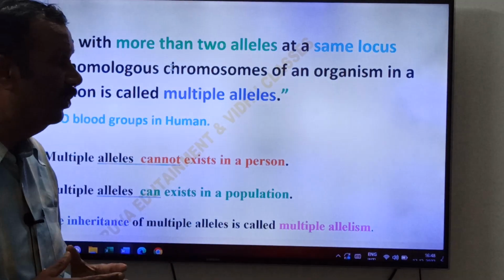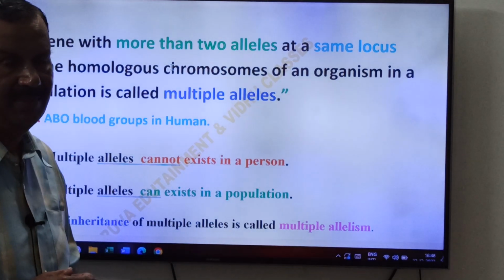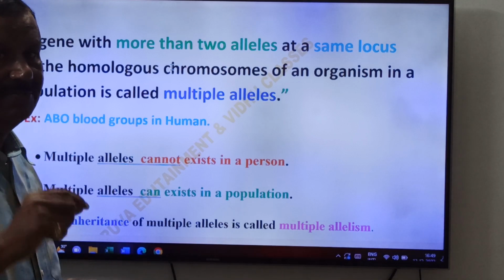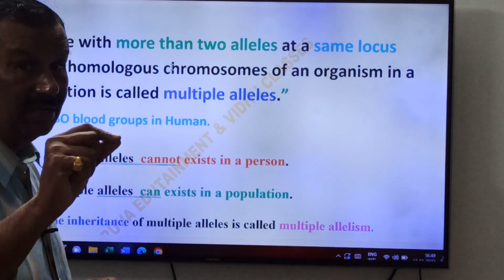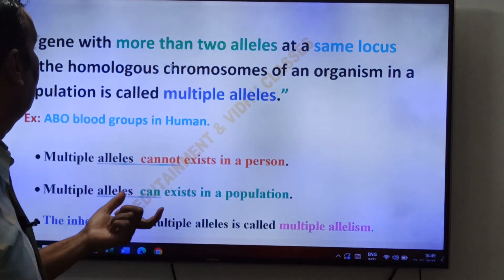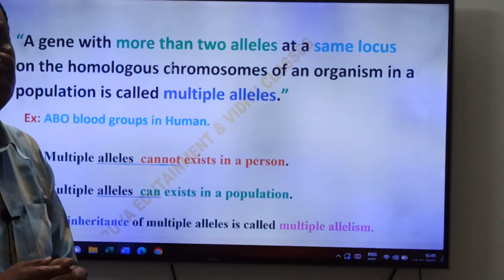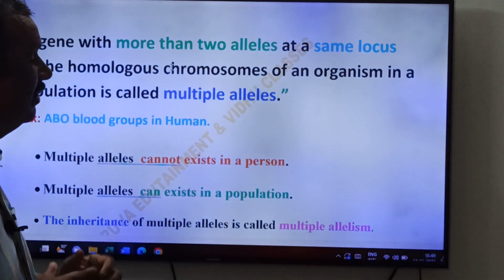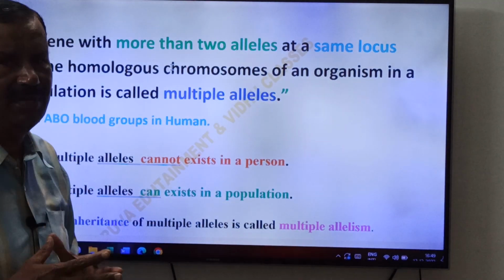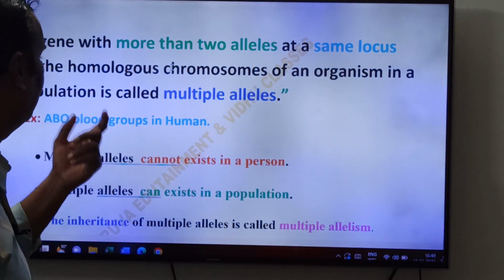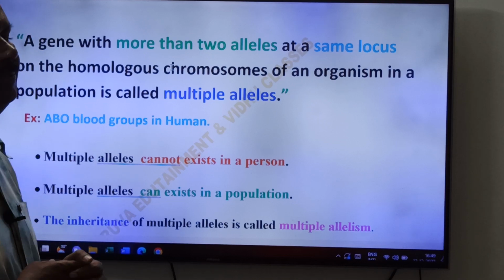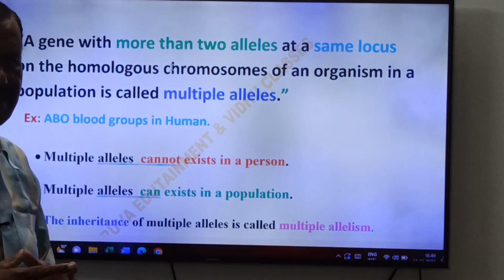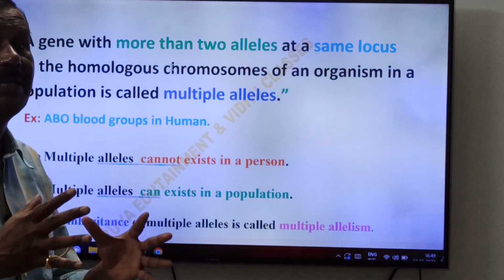See friends, what are multiple alleles? A gene with more than two alleles at a same locus. What is locus, friends? It is the position of the gene on the chromosome. At a same locus on the homologous chromosomes of an organism in a population is called multiple alleles. Very, very important definition, friends. Okay, friends. For example, ABO blood groups in man. So, in our syllabus, we have to explain multiple alleles with ABO blood groups.